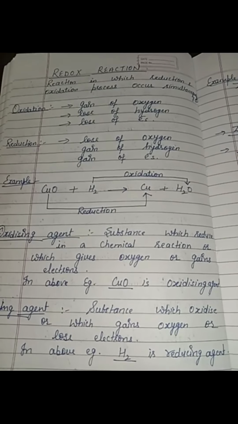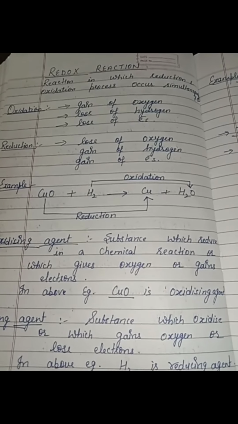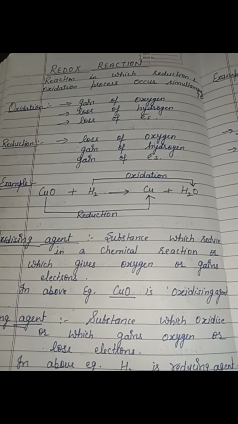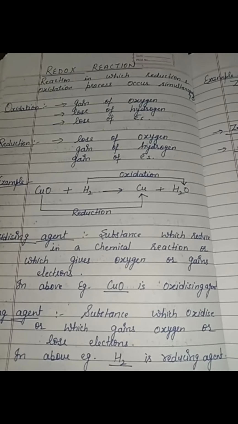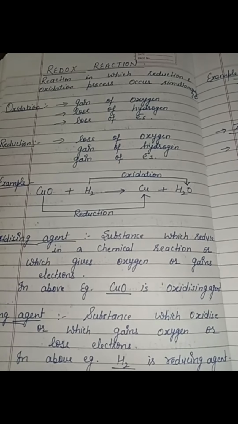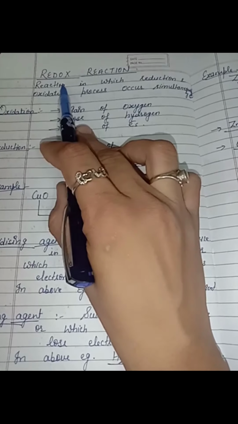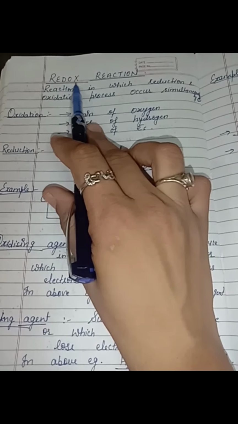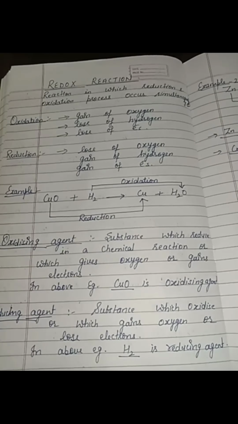Welcome again. In the last videos, we were studying types of reactions. We studied all the four types: combination, decomposition, displacement, and double displacement reaction. And now we will do redox reaction. This is a type of reaction in which reduction and oxidation, both the processes, occur simultaneously.